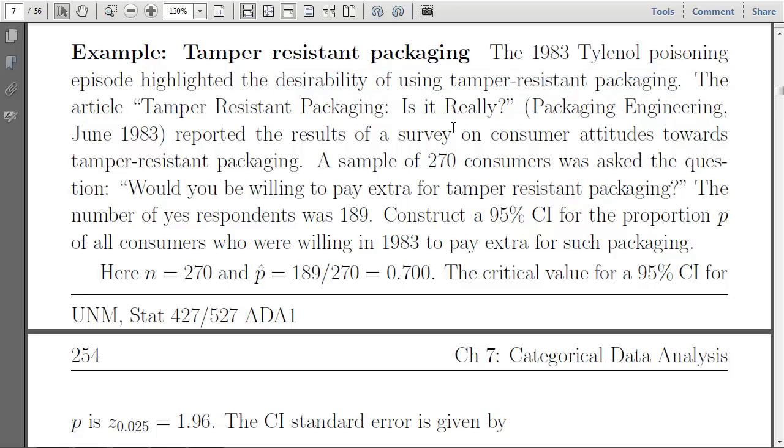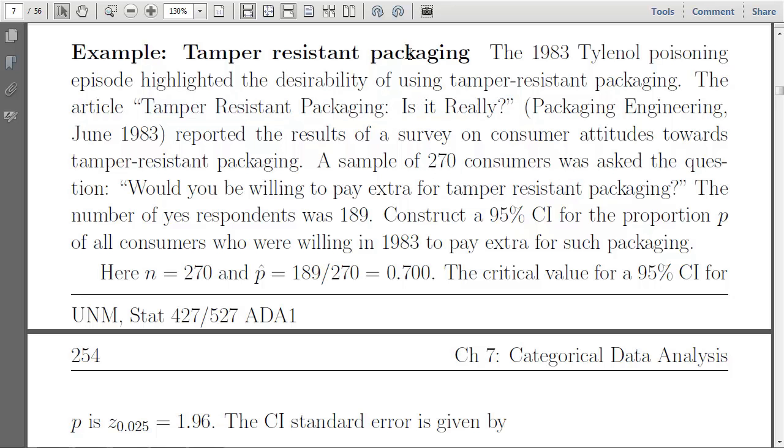And so there was an article about tamper-resistant packaging. Is it really tamper-resistant? We want to know whether you could tamper with that special type of packaging, and whether people cared. So we surveyed consumer attitudes toward the packaging. We got a sample of 270 consumers, who were asked the question, would you be willing to pay extra for tamper-resistant packaging?